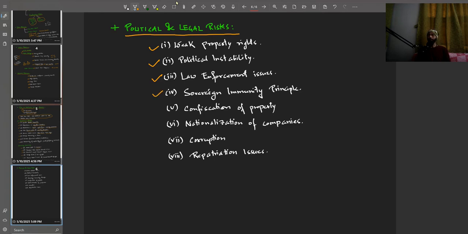Sovereign immunity principle. Once a country issues a lot of debt, it is not like an individual. Debt issued by a sovereign entity can be much more difficult to enforce than debt issued by an individual or a business entity, right?